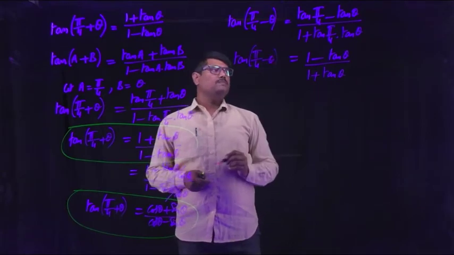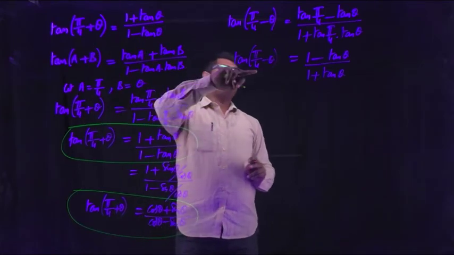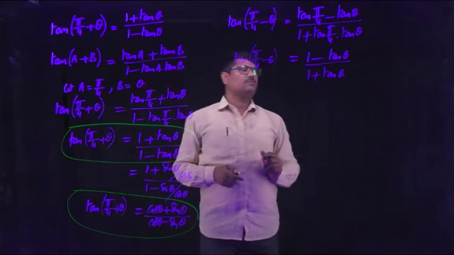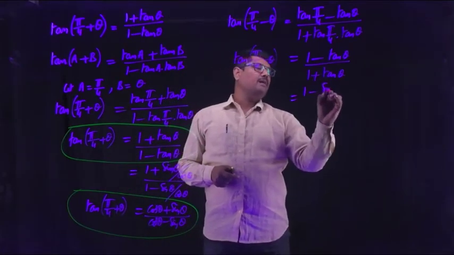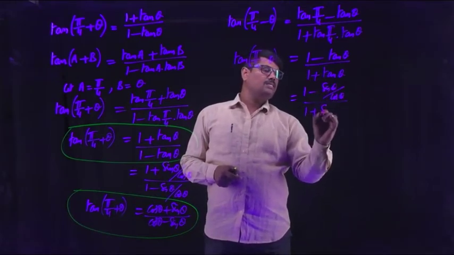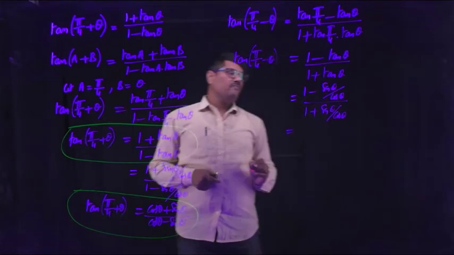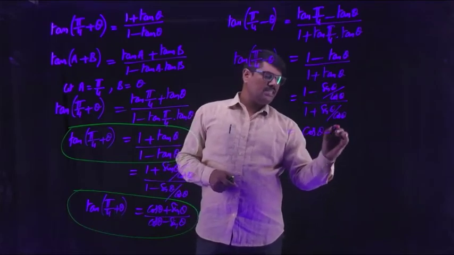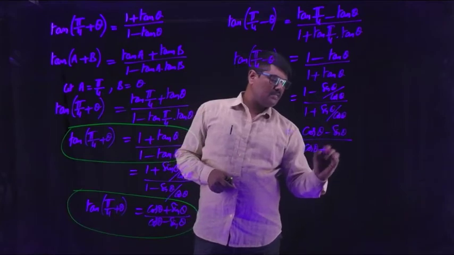You have to observe carefully tan pi by 4 plus theta and tan pi by 4 minus theta. The values get reversed. Observe that. By changing tan theta to sin theta by cos theta, we get another format. Taking LCM for the numerator and denominator, this expression becomes cos theta minus sin theta by cos theta plus sin theta.